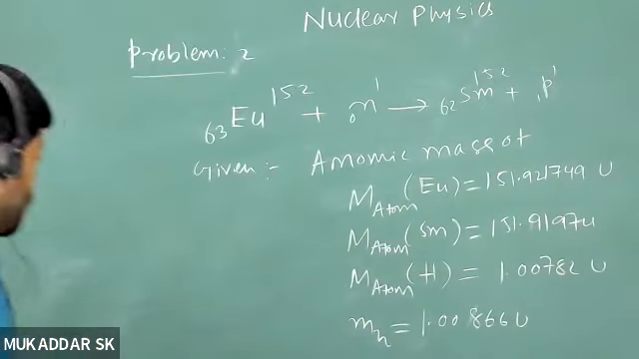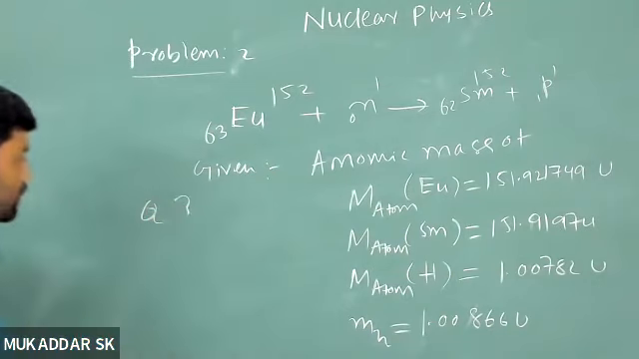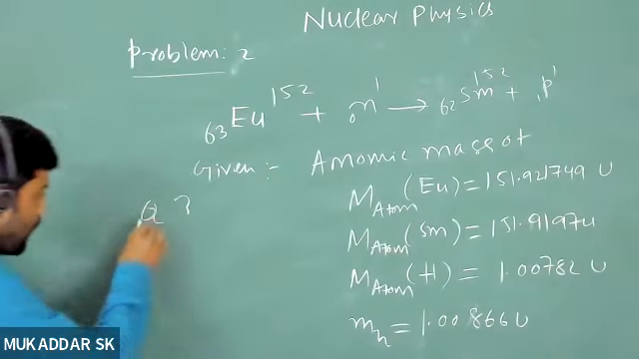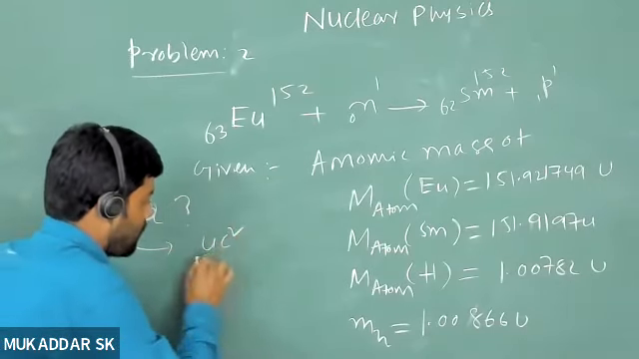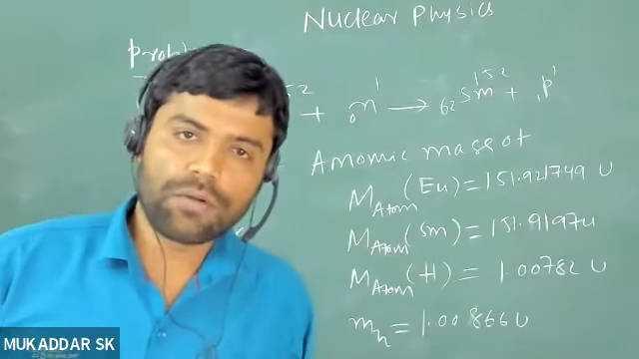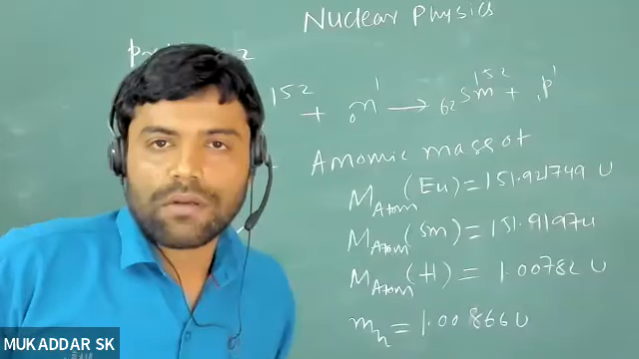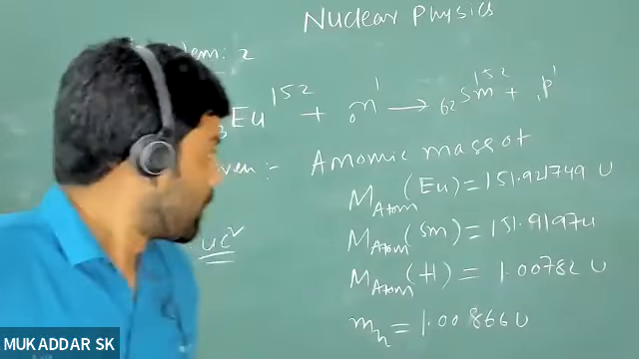And they ask you to calculate Q value. And that Q value you have to calculate in the unit of atomic mass unit into C square. So you have to keep in mind, they didn't ask you to calculate in MeV, but they ask you to calculate in atomic mass unit. So you don't need to convert that unit here, okay?